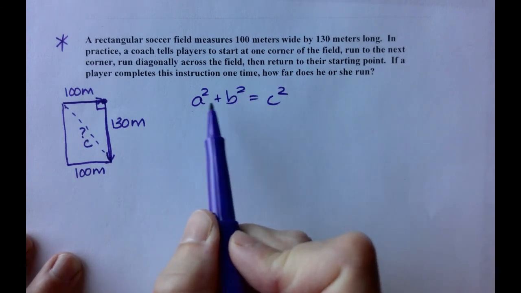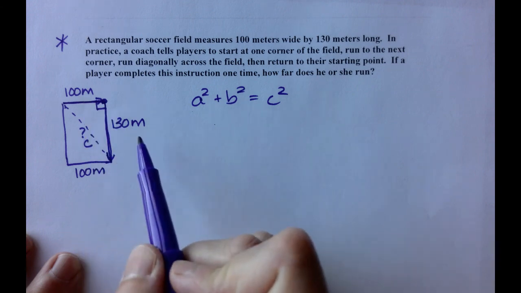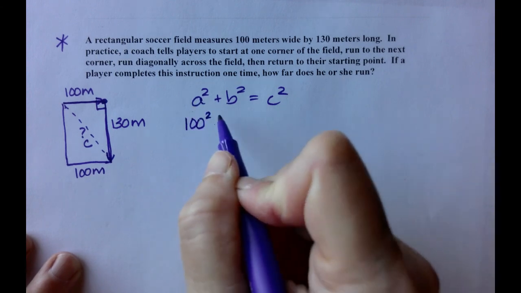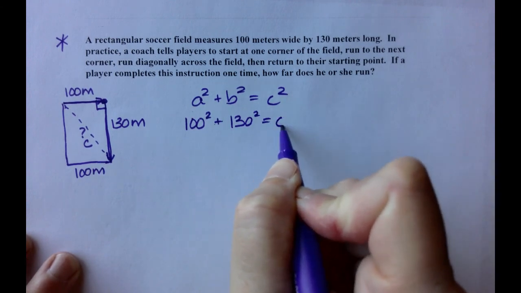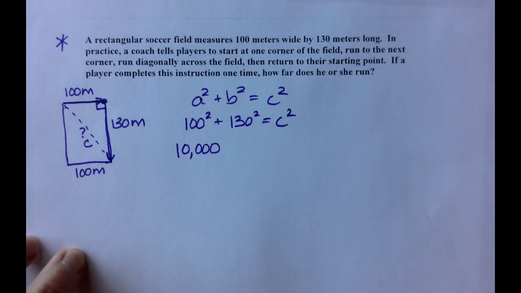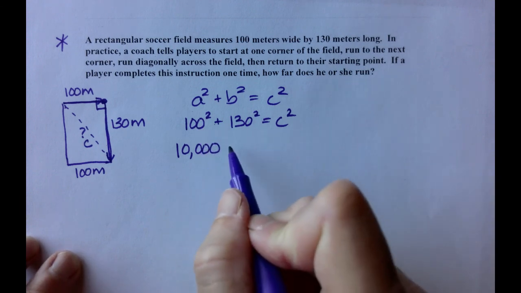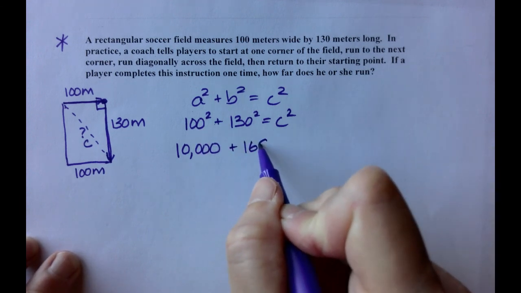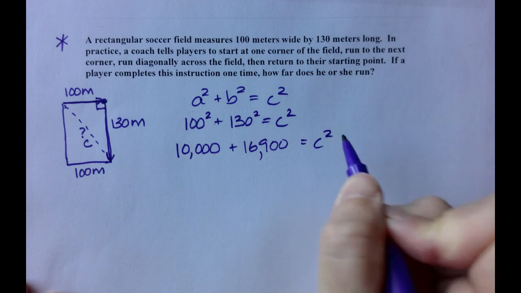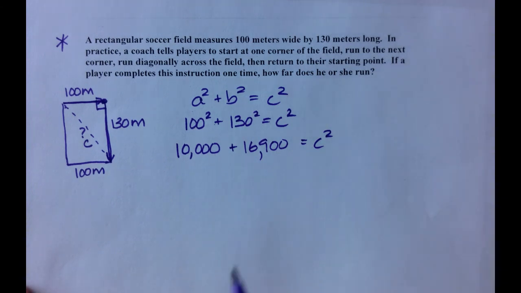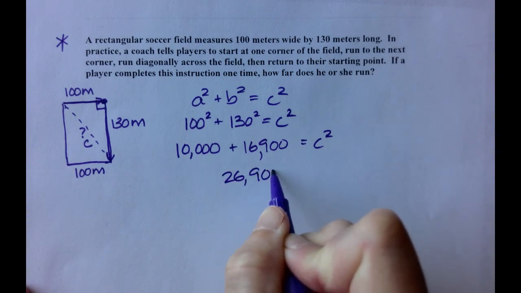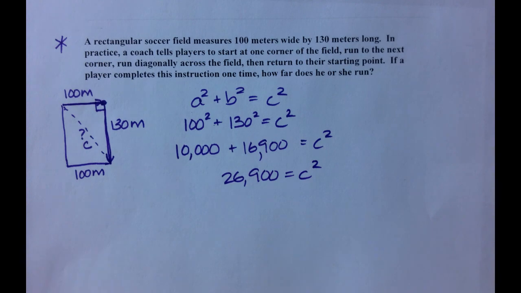It doesn't matter which of a or b is labeled as 100 or 130, so I will just go in the order that I wrote them. 100 squared plus 130 squared equals c squared. 100 squared is 10,000. 10,000 plus 16,900 equals c squared. 10,000 plus 16,900 is 26,900, which is equal to c squared.